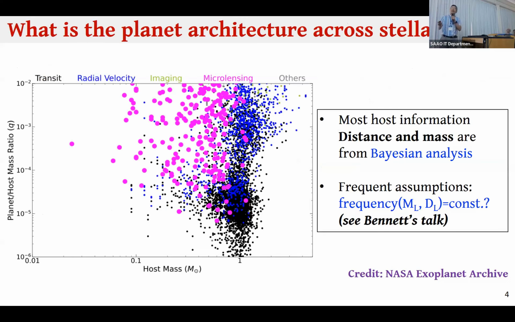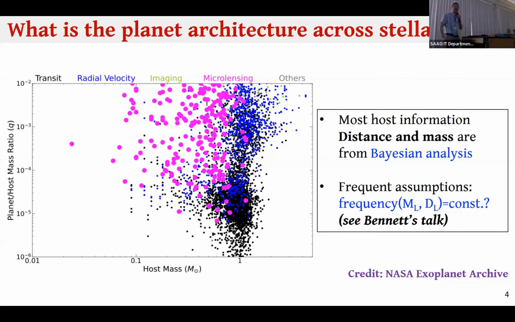But unfortunately, the mass determinations here are usually based on Bayesian analysis. And one frequent assumption is that the frequency of planets as a function of host stellar mass and distance is a constant. Dave gave a talk which questions this assumption, which may depend on lens mass, but the uncertainty is still very high.